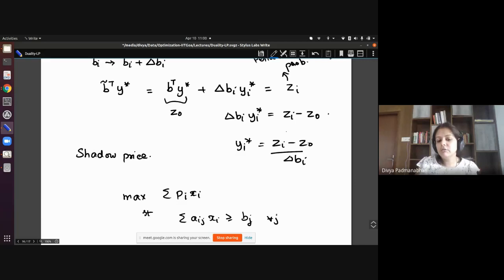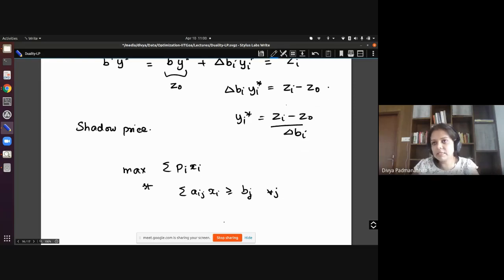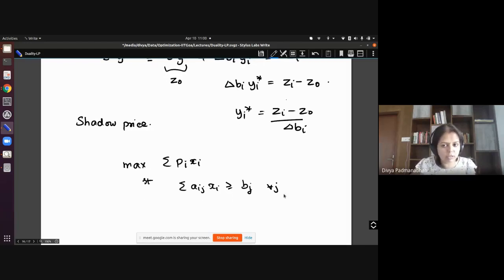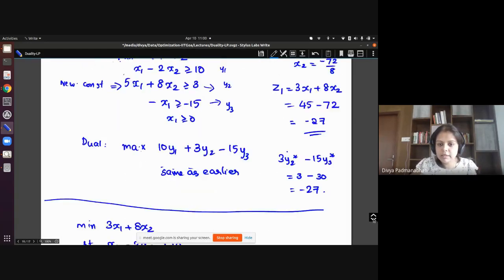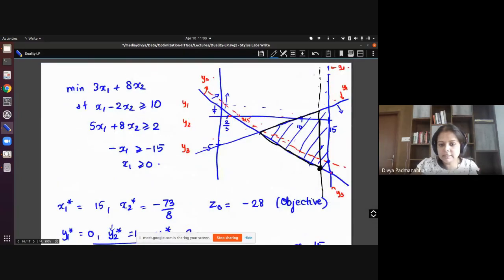So if you see something like this, there'll be many constraints. At optimality, there will be some constraints which really matter, and that you can figure out by the values of the dual variables. Like here too, this first constraint doesn't matter, x1 minus 2x2 greater than or equal to 10.